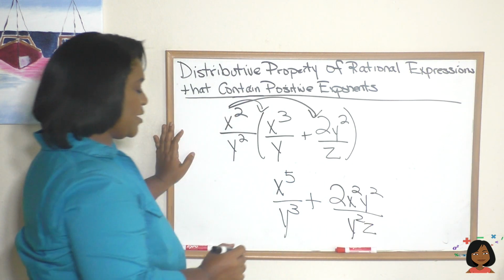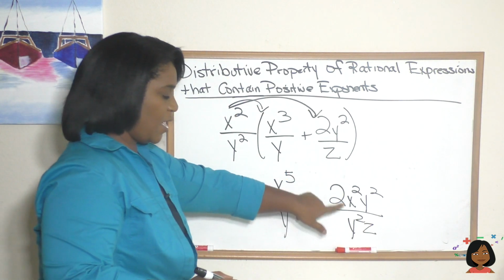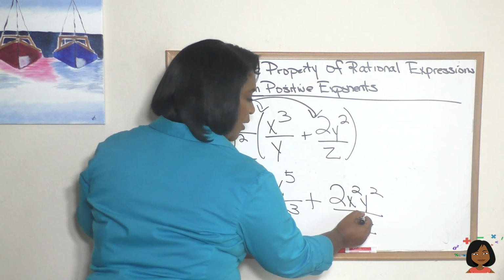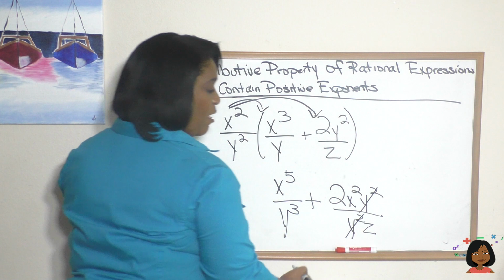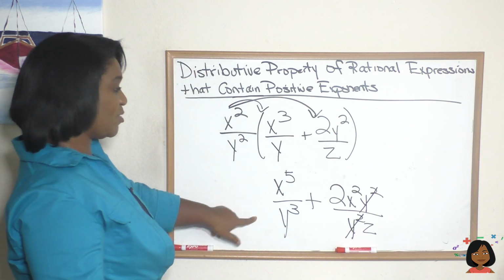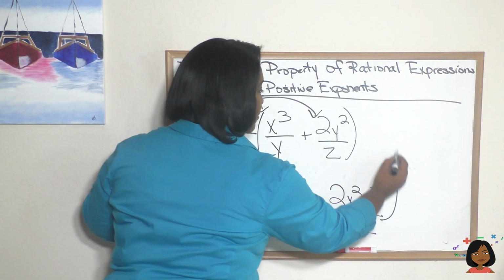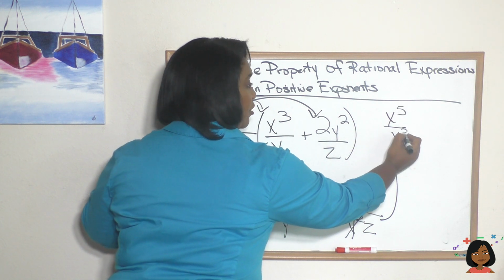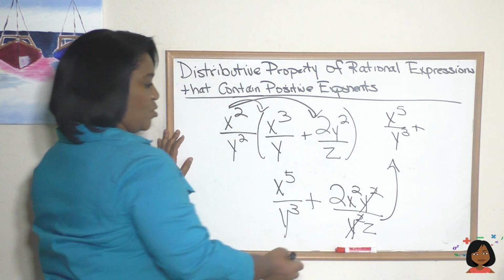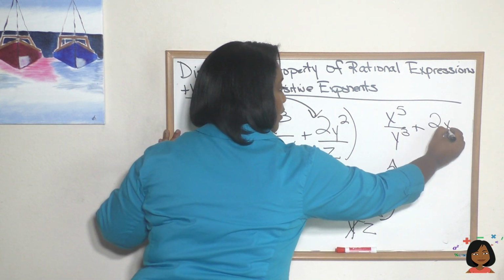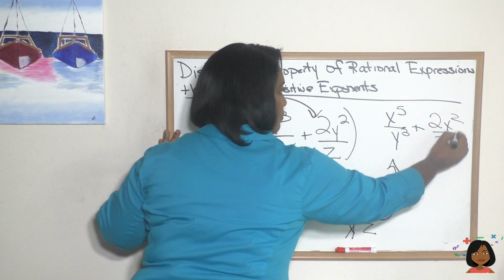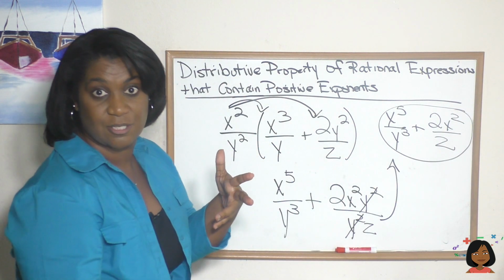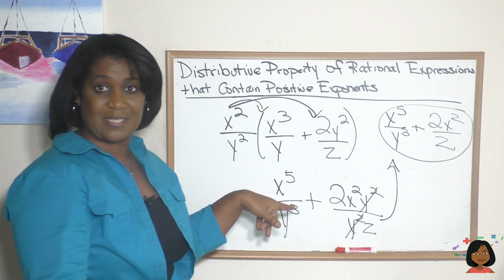And then we look to see, is there anything that we can combine? It looks like we can, right? There's a y squared here, and there's a y squared here. Those are going to cancel each other out, so we are left with, let's write it up here, x to the 5th, y to the 3rd, plus 2x squared over z. Alright, so that's your last step, is you just look to see, does anything cancel? And here we got lucky, they did.